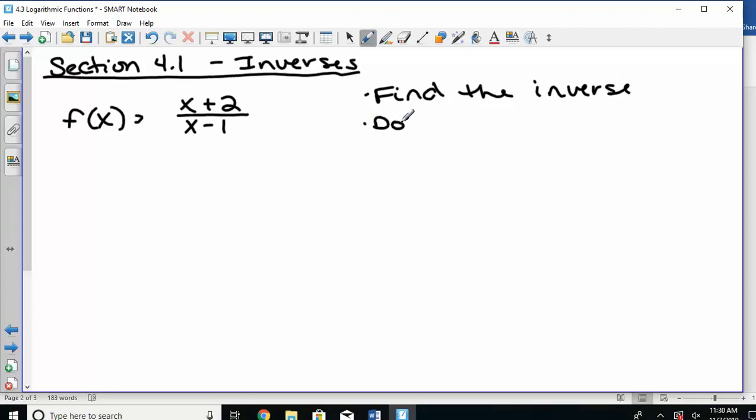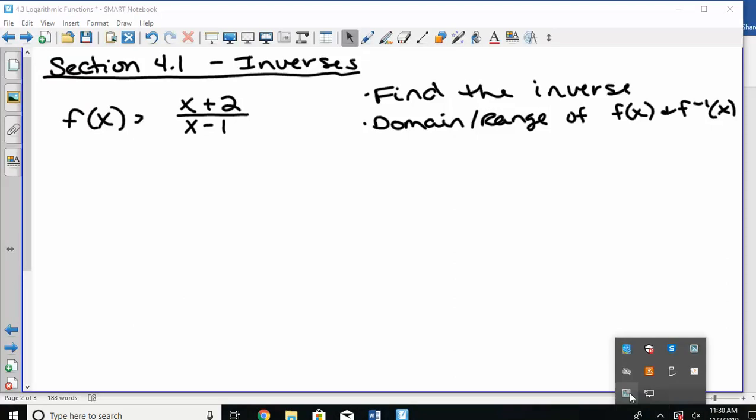And I want domain and range of both the function and the inverse. So take a few minutes and see if you remember what to do.